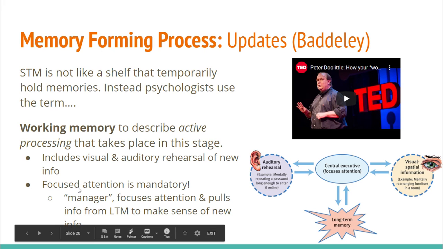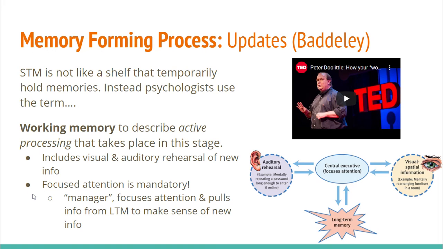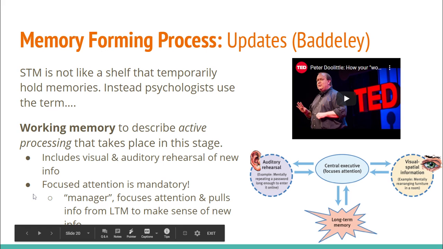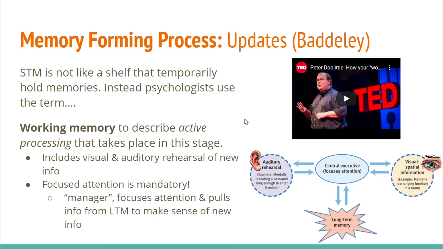But a biggie here is that it requires us to focus. Focused attention is critical for memory formation. For us to create these memories, we need to be focusing on that. It has to be something that we're thinking about in some way, for this to be that form of explicit memory that we are creating.